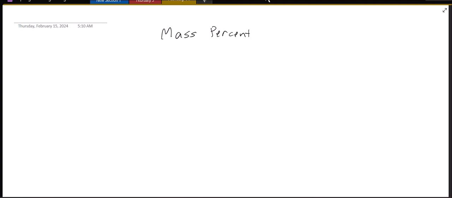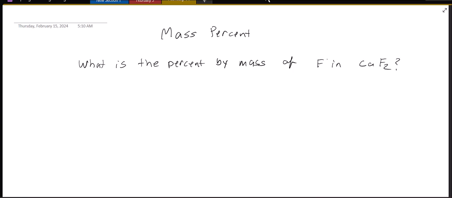So let's say the question is, what is the percent by mass of fluorine in calcium fluoride? So first we need to find the total mass of calcium fluoride.